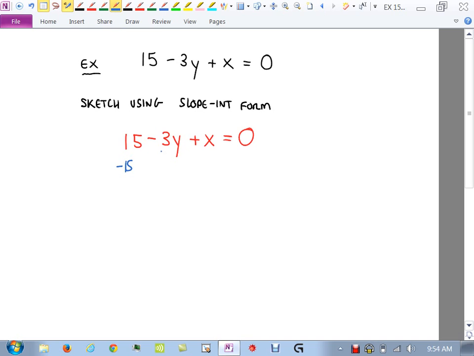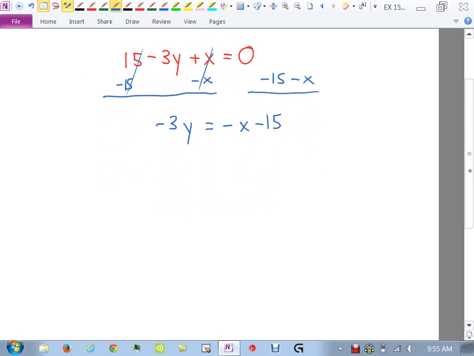Negative 15 on this side. I need to subtract 15 on that side. I take away x on the left. I take away x on the right. Okay, everything on the left cancels except negative 3y equals, now on the right, how should I write negative 15 minus x? Yeah, negative x take away 15. So we always want to put the x term first because that way it'll look like y equals mx plus b. What now?